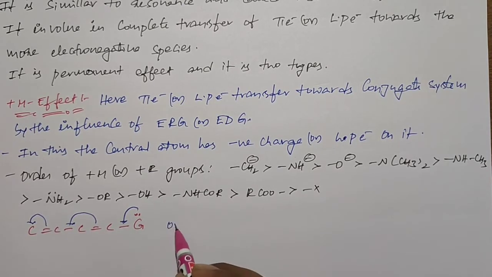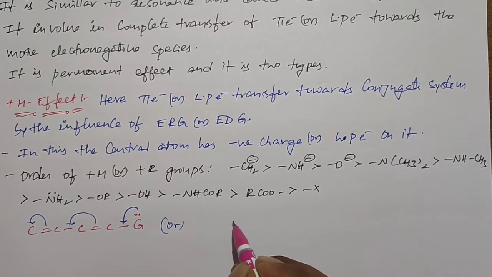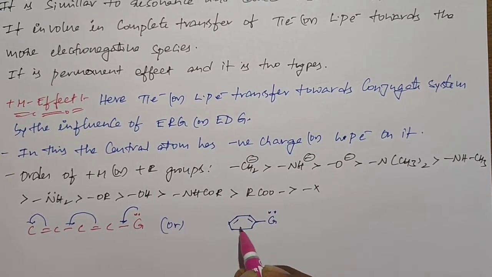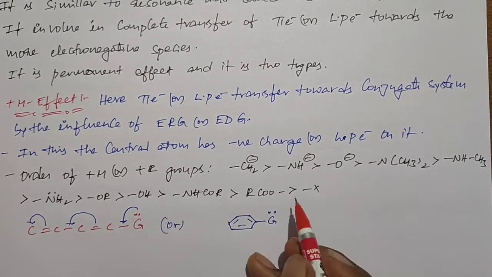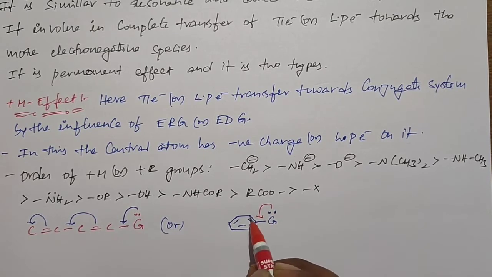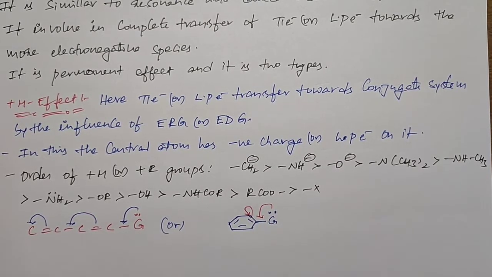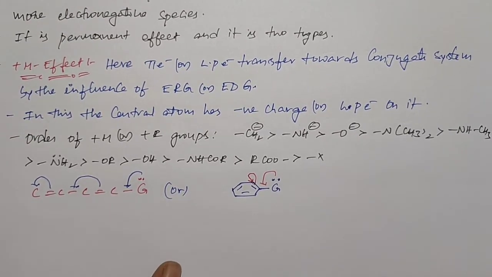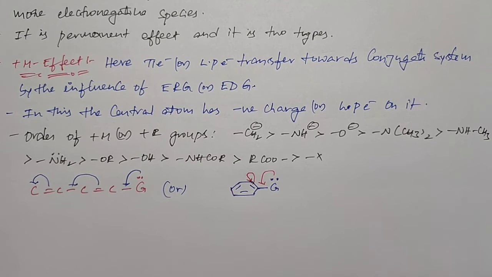So this is one conjugate system, and I give another conjugate system. Here also the lone pair electrons move from the electron donating group to the conjugate system. So this type of effect we call a plus M effect. For the plus M effect, I give one example.